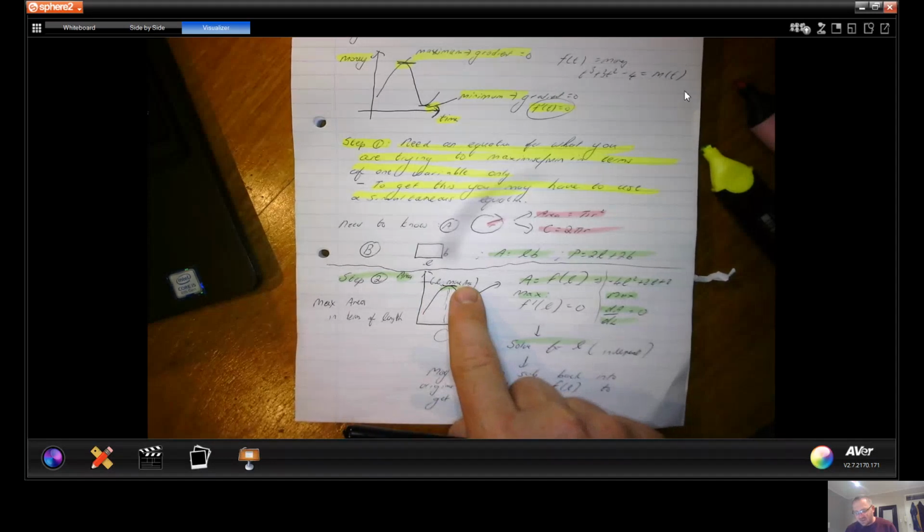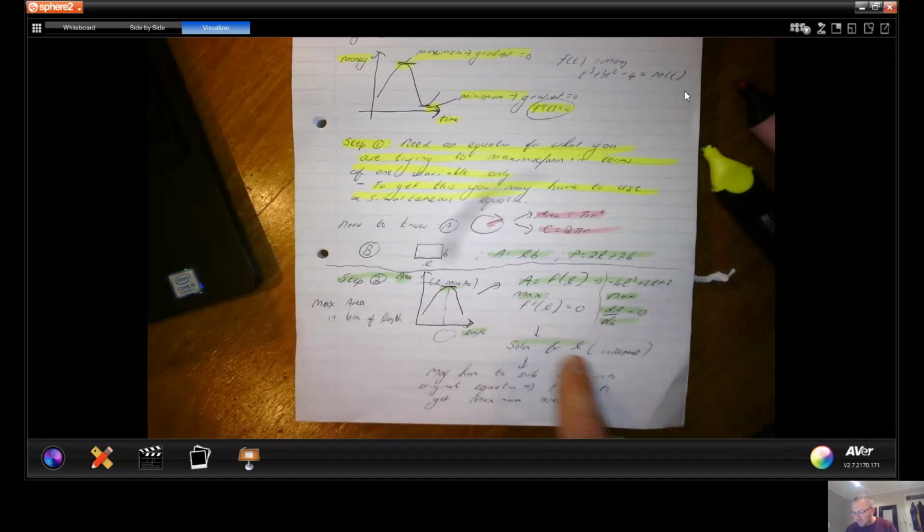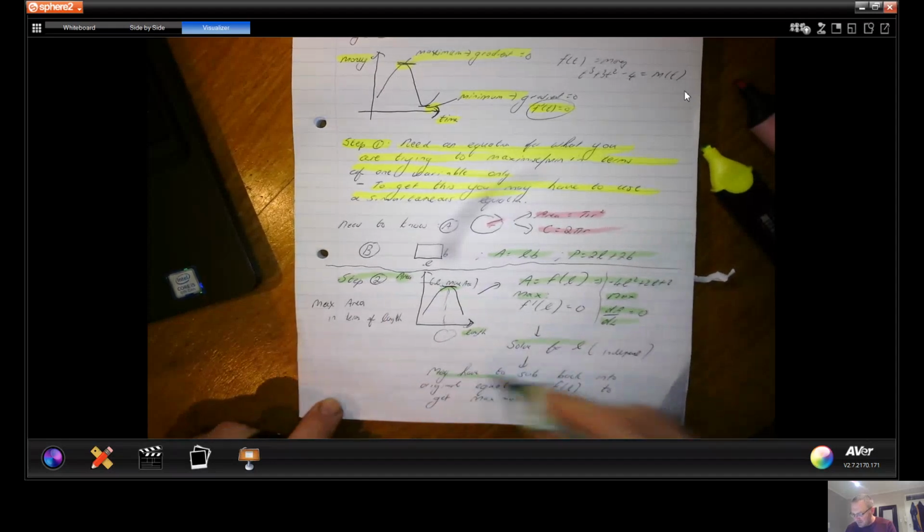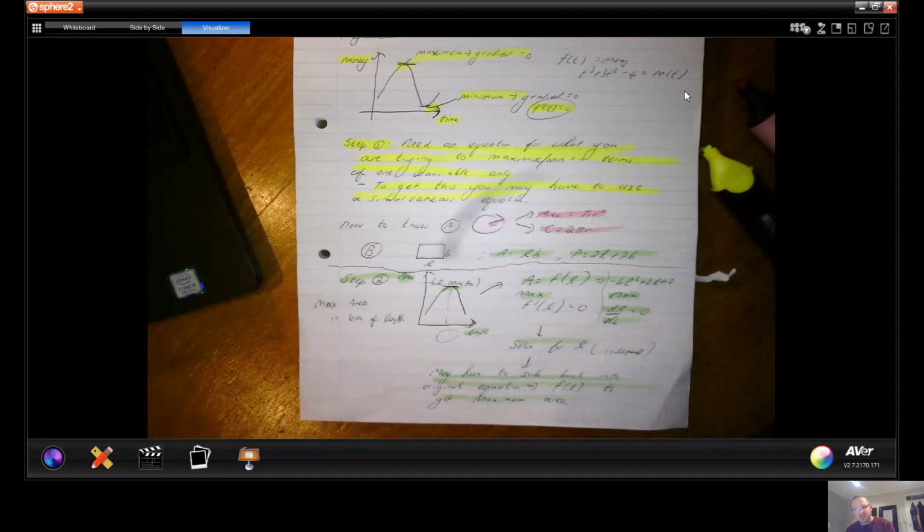Once you've got the value of the independent variable that maximizes the dependent variable, once I've got x, how do you find y? Same idea. You sub back into the original equation. So you may have to sub back into the original equation if the question says, go find the maximum area. If it says, find the length which gives you the maximum area, you'd stop there.